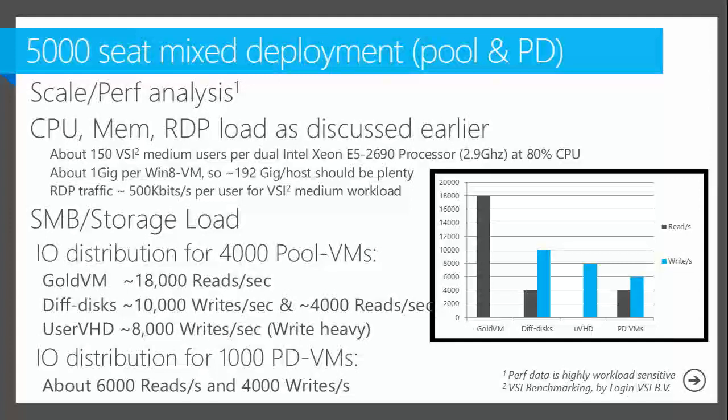And with that, we'll go to the slide discussing the workload. So CPU, memory, RDP load, no different. But the PDs are putting more load on your storage because they're not using a common image anymore, unlike the pool VMs. So even though we have 4,000 pool VMs and unlike 5,000, we have a little bit less load on the storage, the 1,000 PDs are putting a lot more load on your storage, in the order of 6,000 reads and 4,000 writes per second.